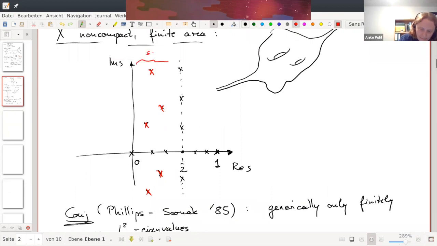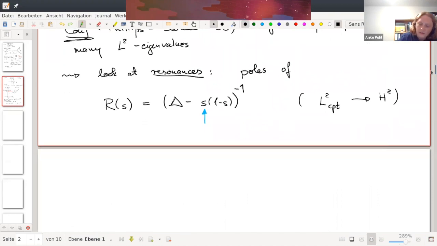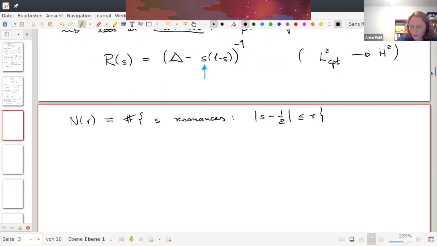are here. And notice something, they are located in this strip between 0 and 1/2. They are not in the negative part. This will play a role in a second. So instead of now counting eigenvalues, we will now count resonances in the same type of object. So a ball around 1/2. This 1/2, by the way, doesn't play too much a role. It's just a normalization here.